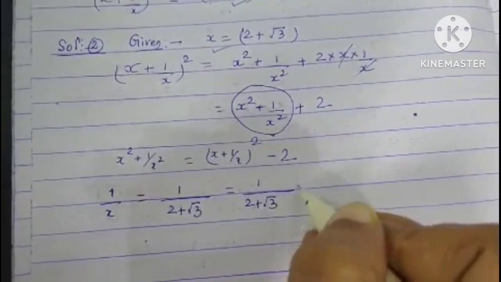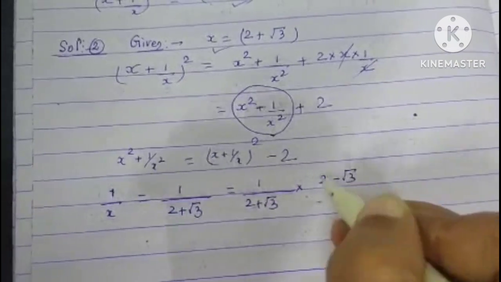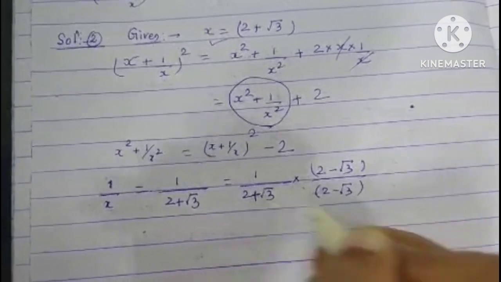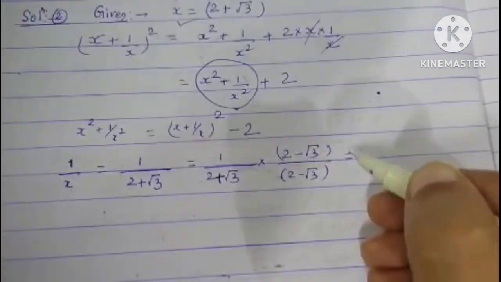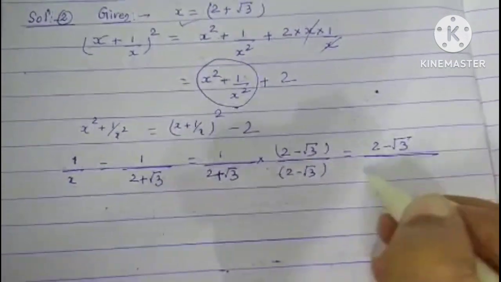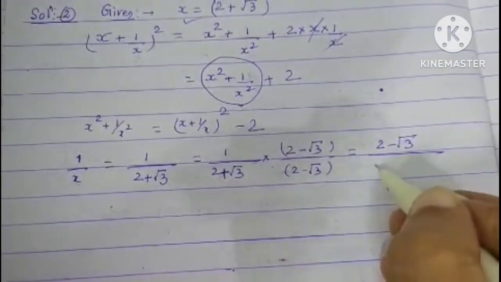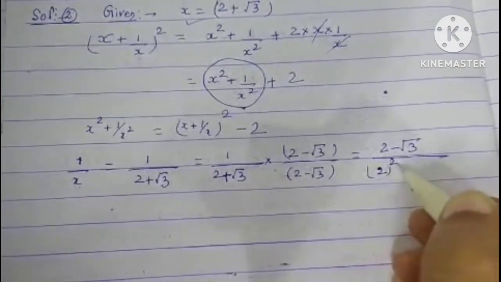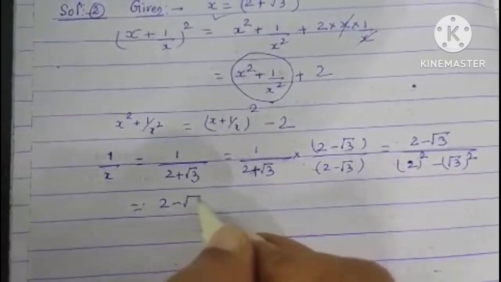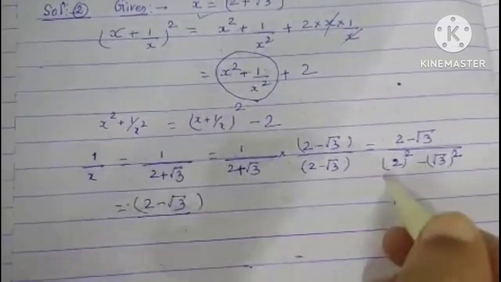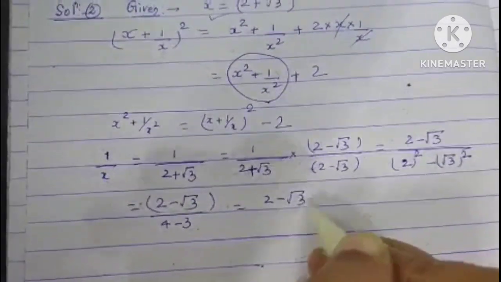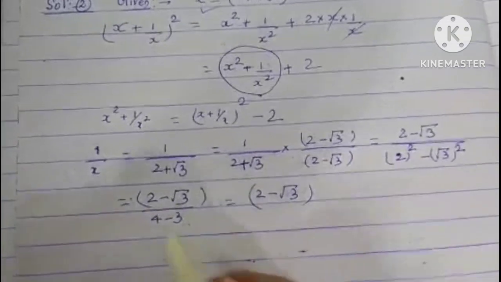1 by 2 plus root 3 multiplied by 2 minus root 3 divided by 2 minus root 3. Here it is plus, so we will multiply it with the minus sign, the rationalizing factor. So this will come out 2 minus root 3 divided by a plus b into a minus b, that will be a square minus b square. So 2 minus root 3 divided by 4 minus 3, that will come out 1. So directly you can write this one, 2 minus root 3. In the denominator it will come out 1.